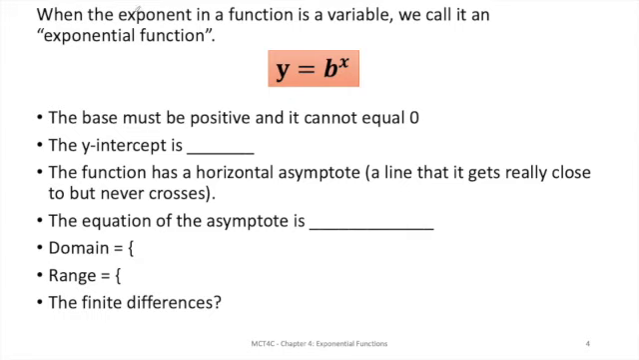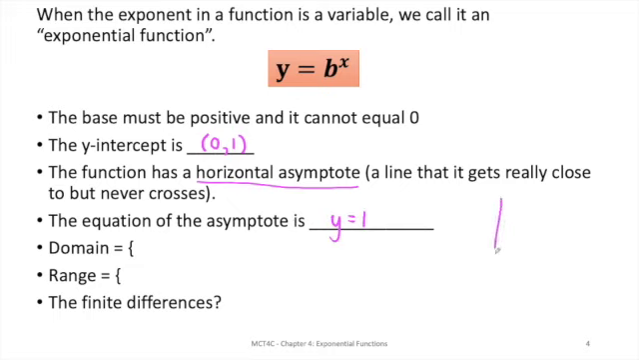Okay, so when the exponent in a function is a variable, we call it an exponential function. So this is that exponent they're talking about. The base must be positive, so we can't have a negative 2 base, and it cannot equal 0. Okay, the y-intercept is at 1. So the way that you would write that would be (0, 1). Okay, the function has a horizontal asymptote, a line that the graph gets really close to but never crosses. I hope you've heard that language before for a horizontal asymptote. The equation of the asymptote is y is equal to 1.